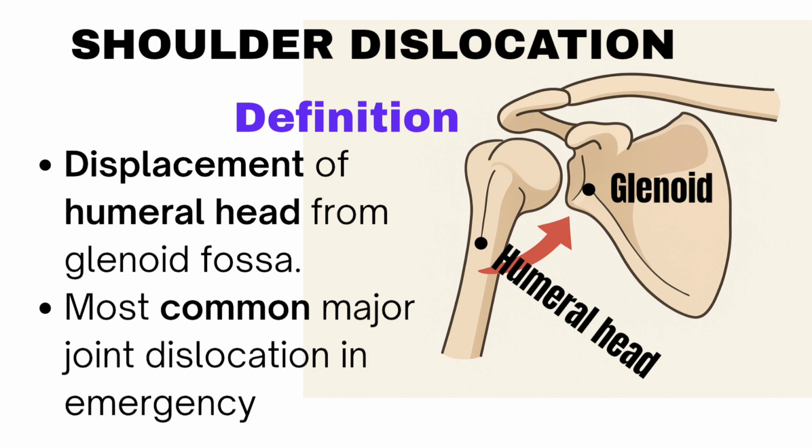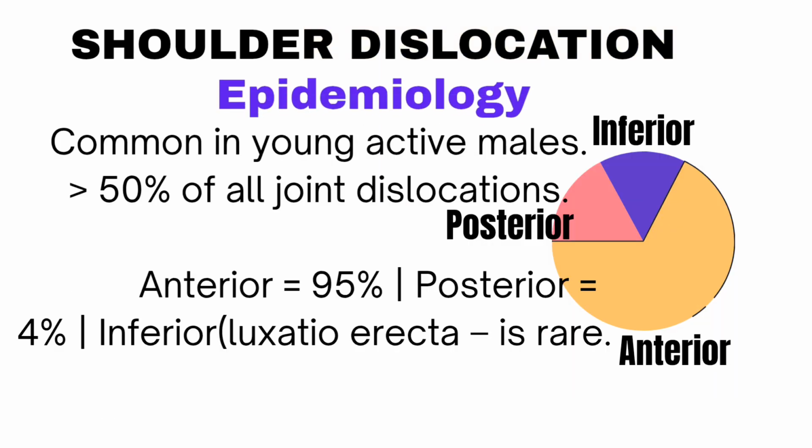Epidemiology: it is especially common in young active males. Shoulder dislocation accounts for more than 50% of all major joint dislocations. The anterior type is the most common, about 95%. Posterior dislocation makes up around 4%, and the inferior type, also called luxatio erecta, is rare.